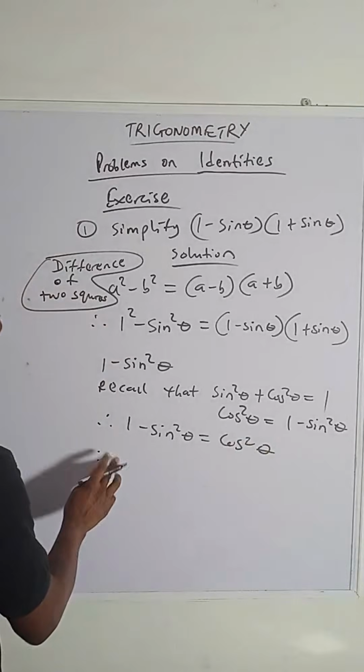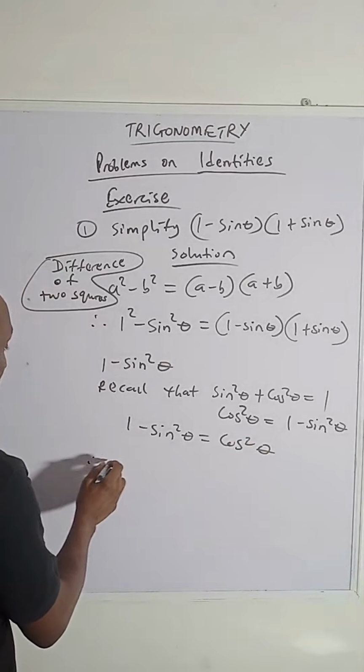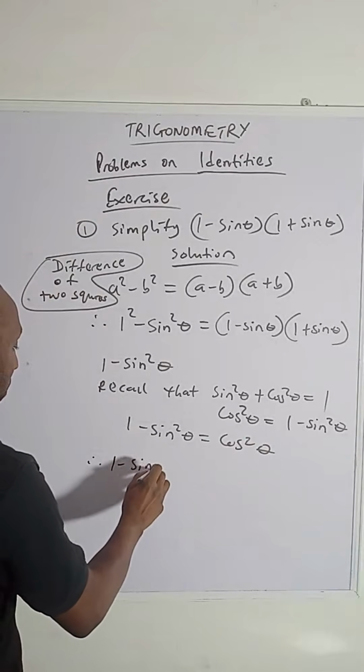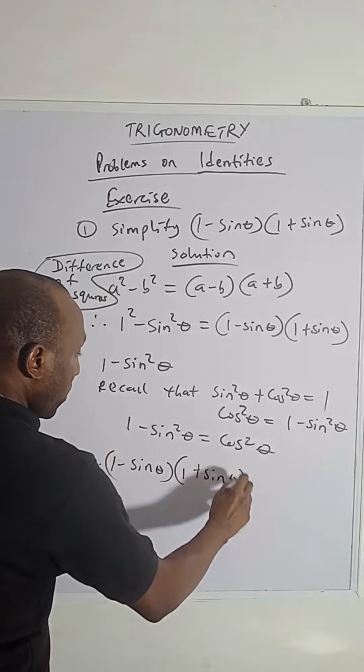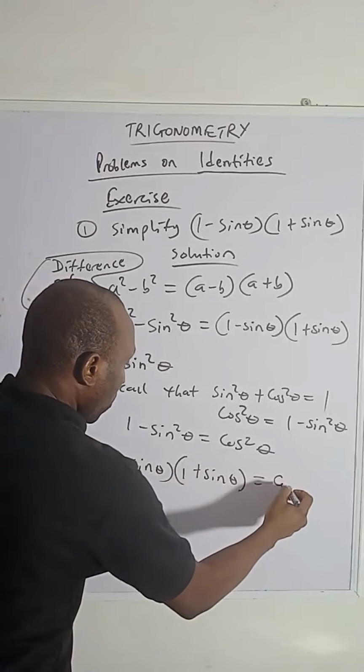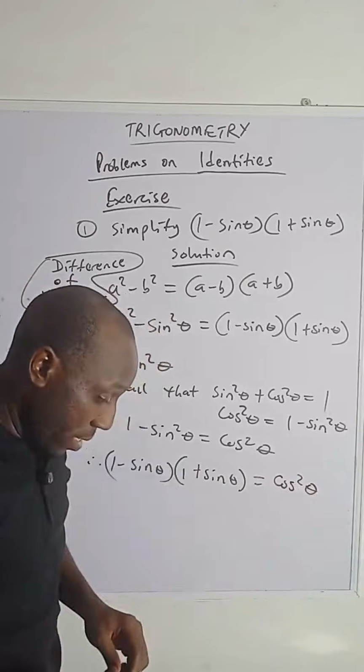I'm going to say again, 1 minus sine theta times 1 plus sine theta is equal to just cos squared theta.